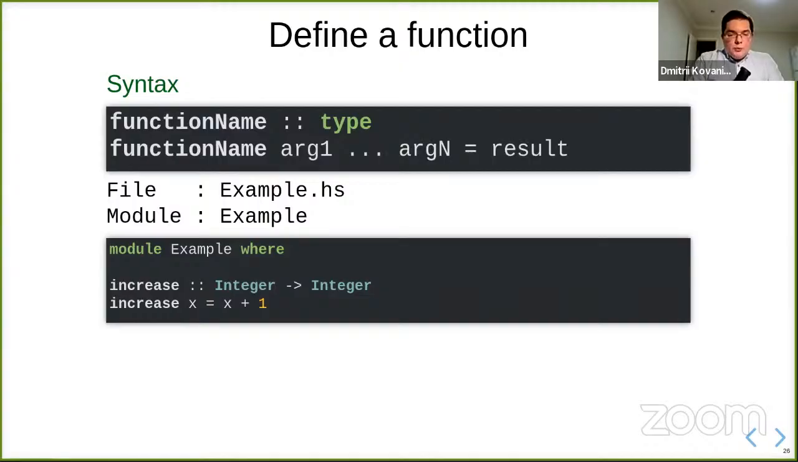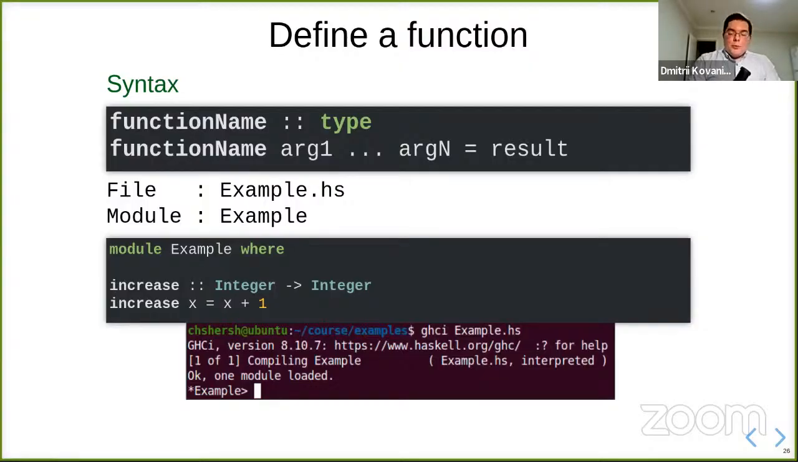We write a single function called increase. We write its name, we write its type, so it's a function from Integer to Integer. What it does is take a number and increase it by 1. We have one argument and we specify only one name. This is what this function does.